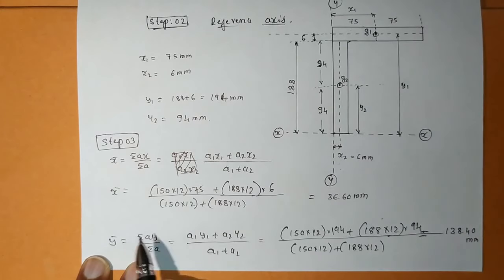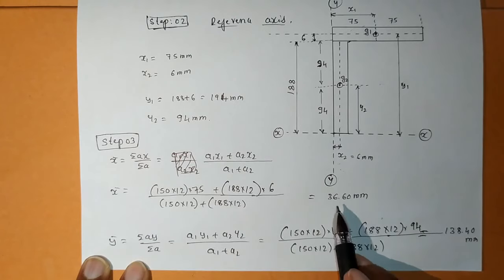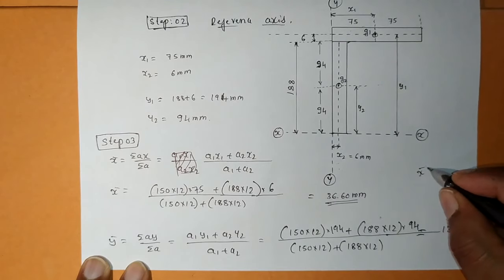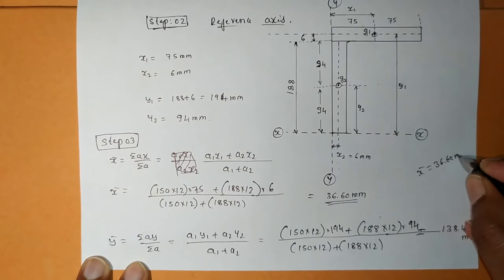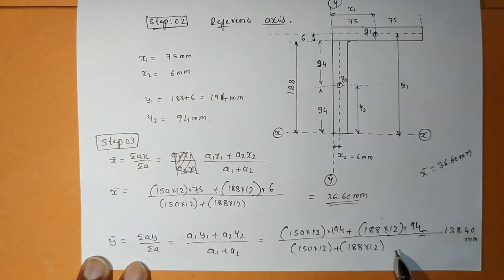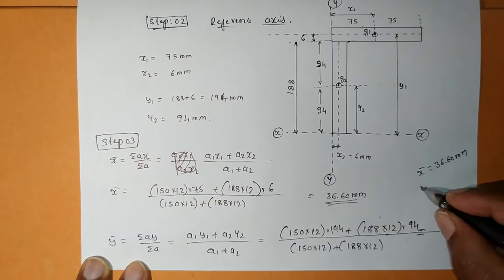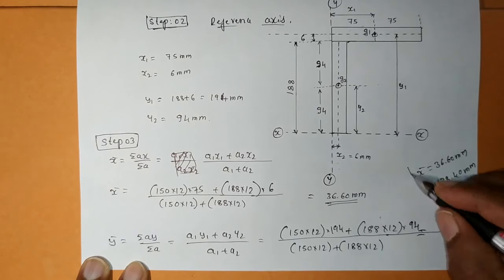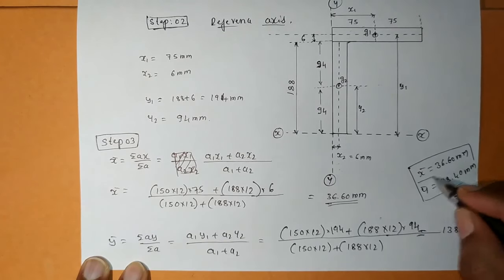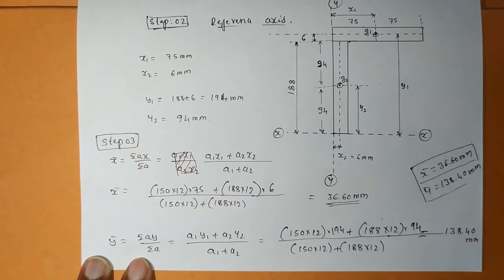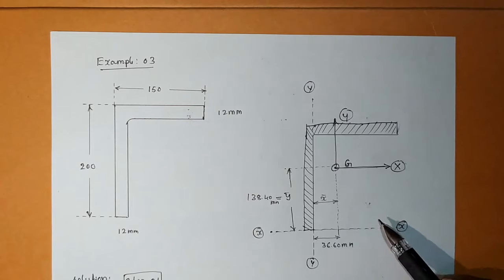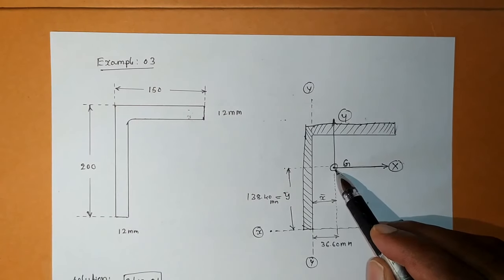Now, if you use a calculator, this is the value of x bar. x bar equals 36.60 millimeter, and y bar equals 138.40 millimeter. These are the centroidal distances. If you mark them on the main diagram, this is the centroid of the L section or angle section.